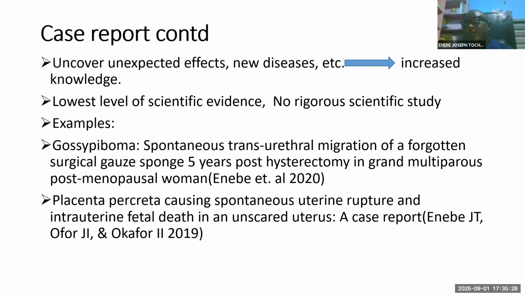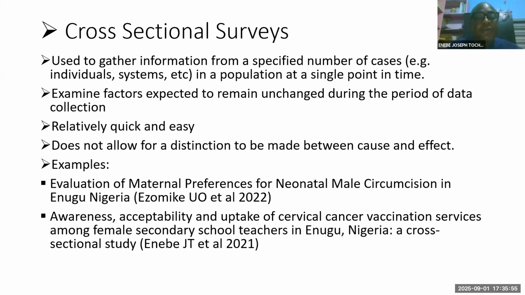You can see now this is a surprising case, so we decided to report that. Now, another one is a placenta percreta causing spontaneous uterine rupture. Placenta percreta is when the placenta is morbidly adhered to the uterine wall, thereby perforating it when the woman was still pregnant. So we reported it in 2019. So whenever you see a surprising event or a case, it could be reported as a case report.